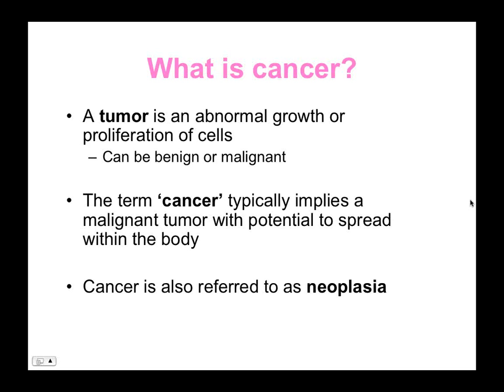Malignant tumors, on the other hand, are those with potential for dysregulated growth and potential for spread in the body. The word cancer itself typically implies a malignant tumor with that potential to spread within the body. Cancer can also be referred to as neoplasia. So you'll hear the terms a neoplastic process, and that is also implying a malignant process.